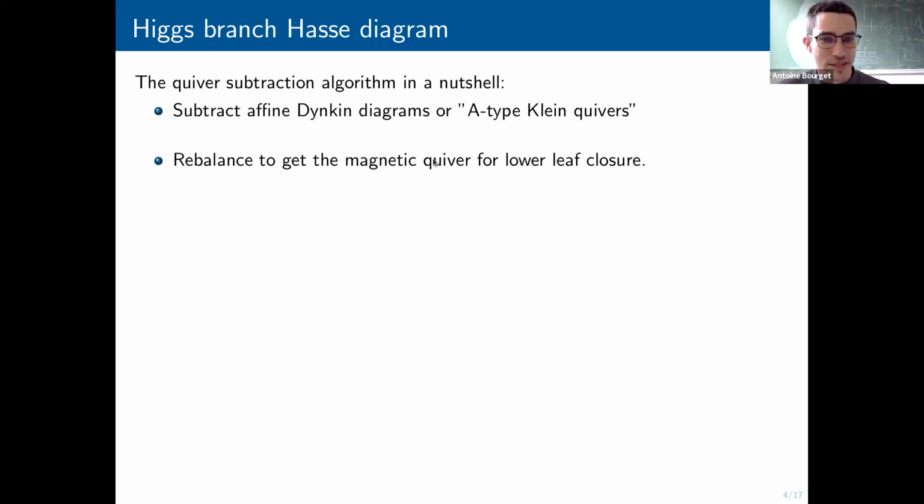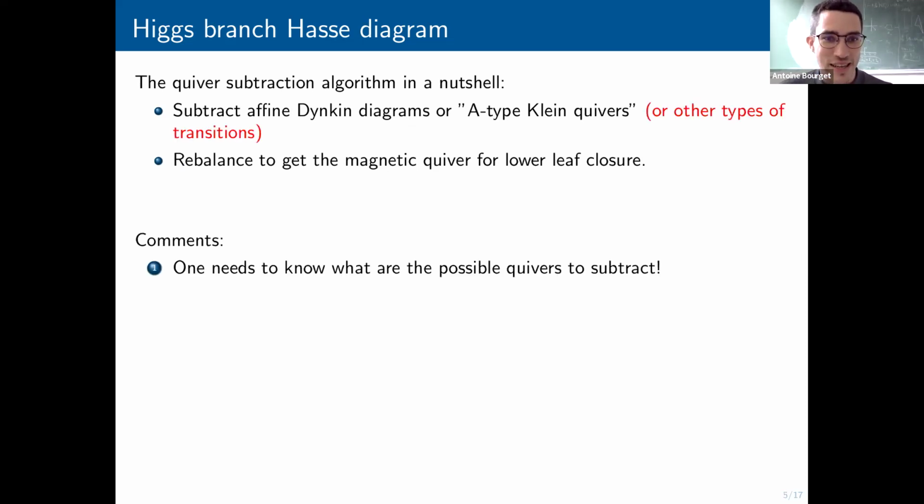These two steps seem to be very easy, but then there are difficulties. The first one is, actually, I said subtract an affine A type or other things. There can be many, many things. Each type of Higgsing corresponds to subtracting a particular diagram. And that's my first comment here. We need to know what are the possible things to subtract. And again, over the years, we have been able to compile a list of possible things to subtract.